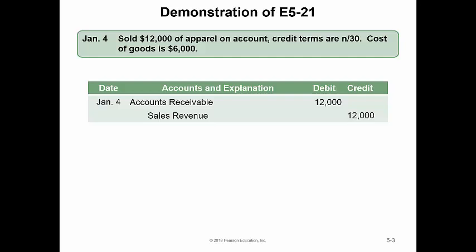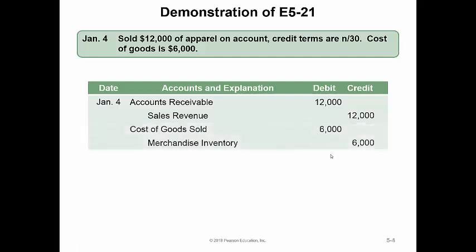So on January 4th, we're going to simply debit accounts receivable for $12,000, and we're going to credit sales revenue for $12,000. We also need to update the cost of goods sold account, which is an expense account. So we're going to debit it for $6,000. That increases the expense account. We're also going to reduce our merchandise inventory by the inventory that's sold, thus going out and needing to be decreased on our books.